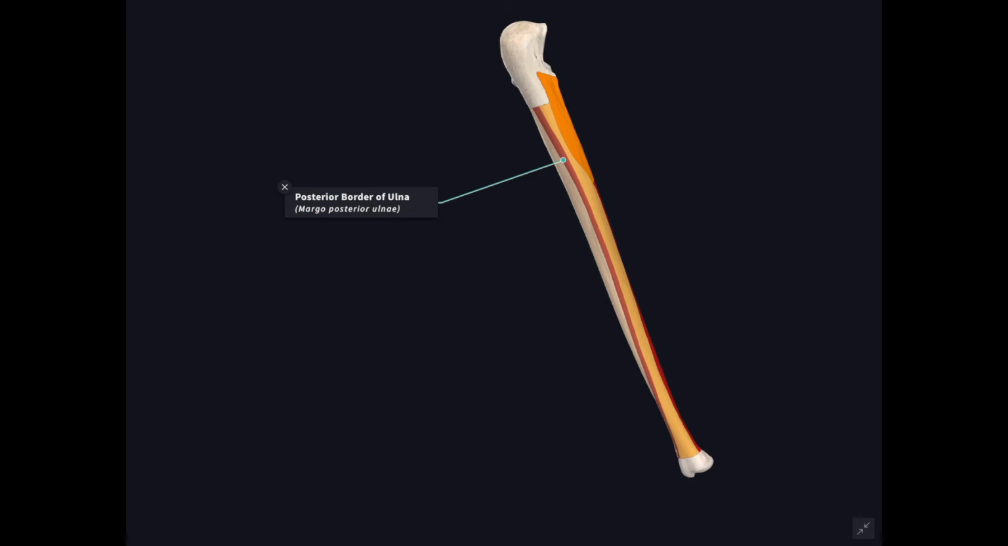The posterior border gives attachment to the deep fascia of the forearm, and through the deep fascia it provides origin to the flexor digitorum profundus muscle in the proximal 3/4 and flexor carpi ulnaris in the proximal half, extensor carpi ulnaris in the middle 1/3.